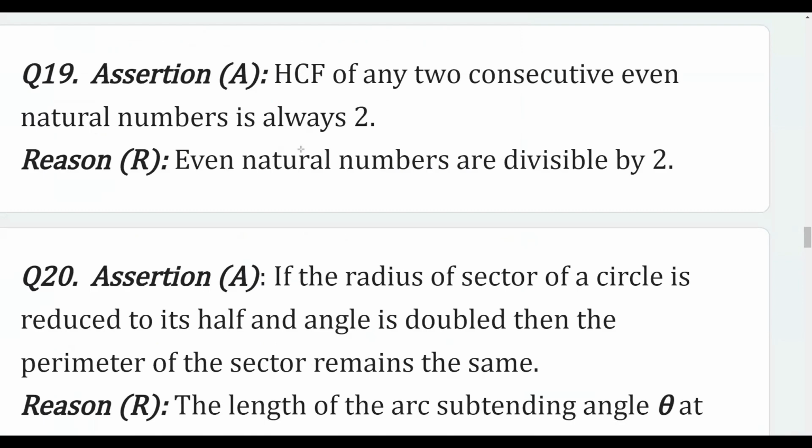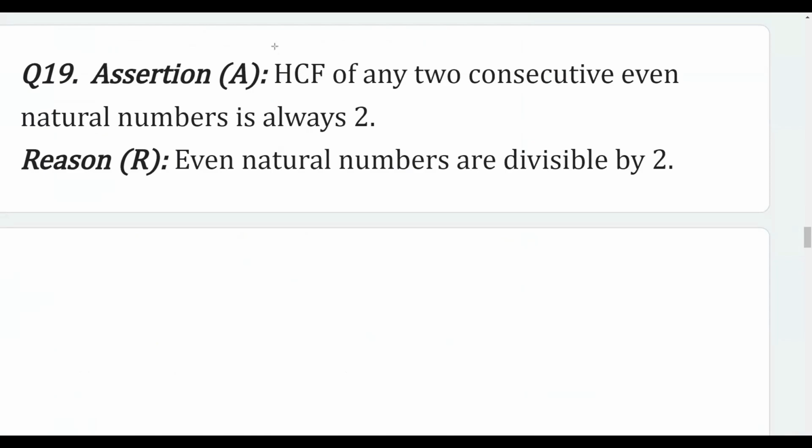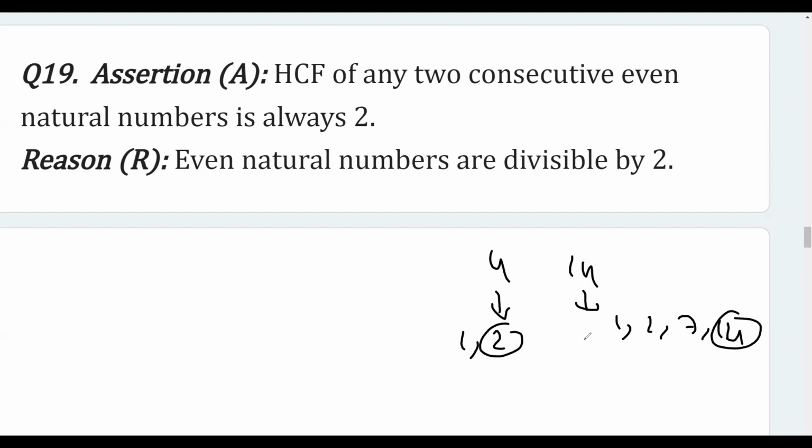So if I just focus on the 19th part, the question says that the HCF of any two consecutive even natural numbers is always 2. This is correct, right? You take any two even natural numbers, let's say 4 and 14. The factors of 4 are 1, 2, and 4, and the factors of 14 are 1, 2, 7, and 14. So the common factor, the highest common factor, is 2. So the HCF of any two even numbers is 2.